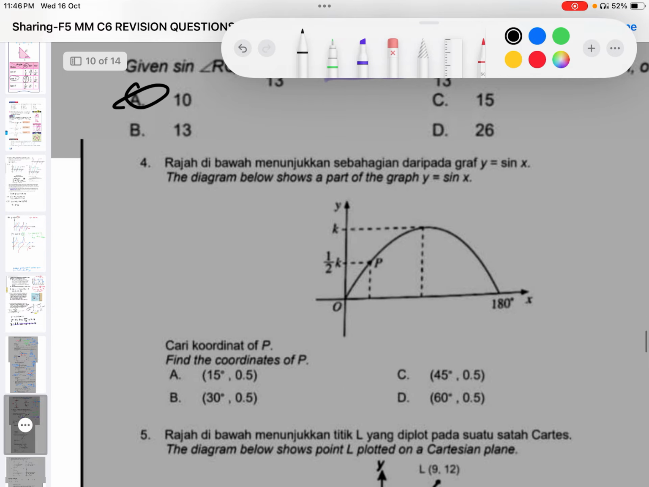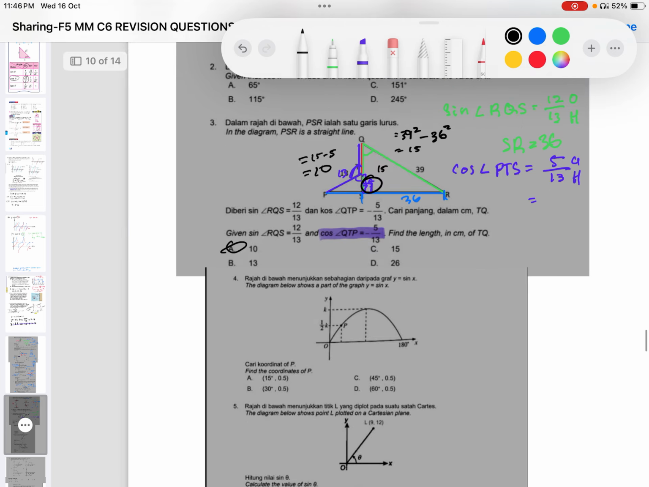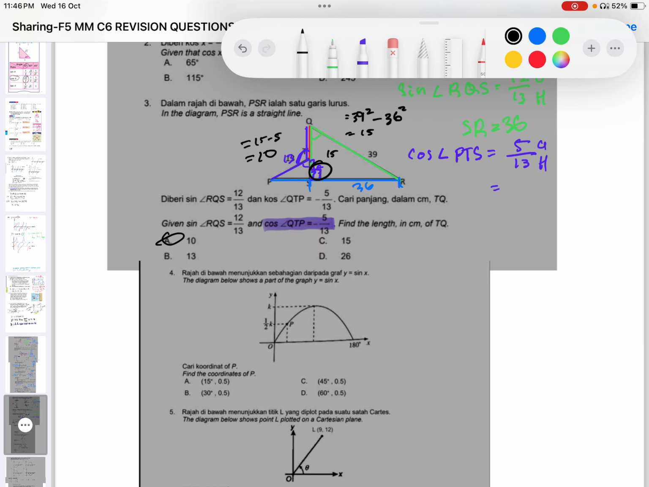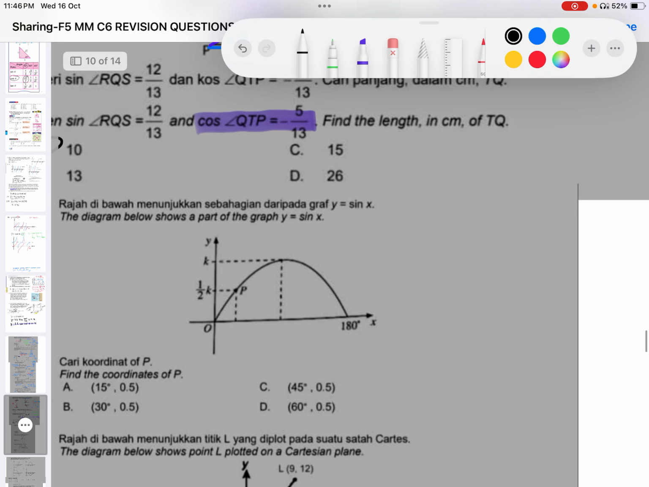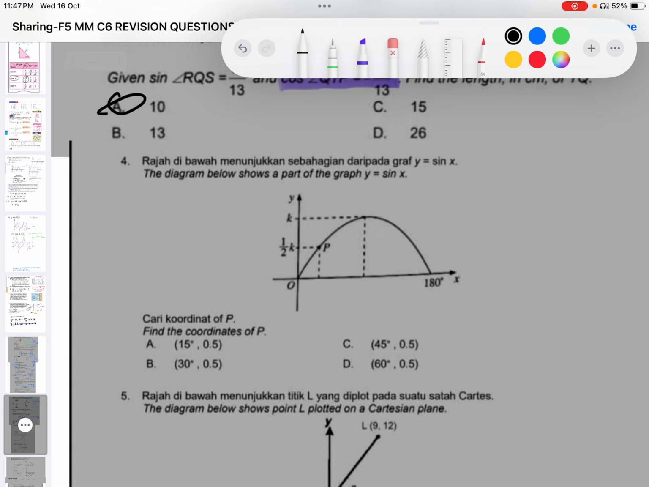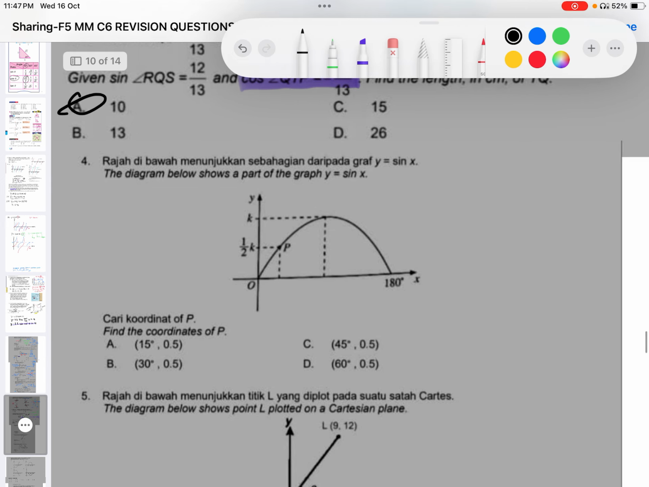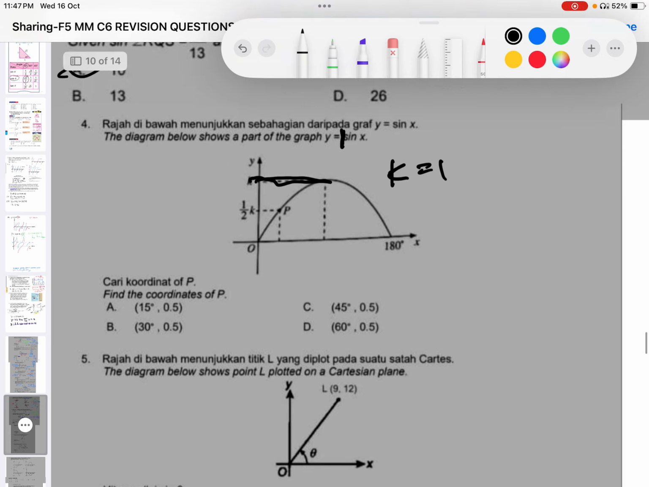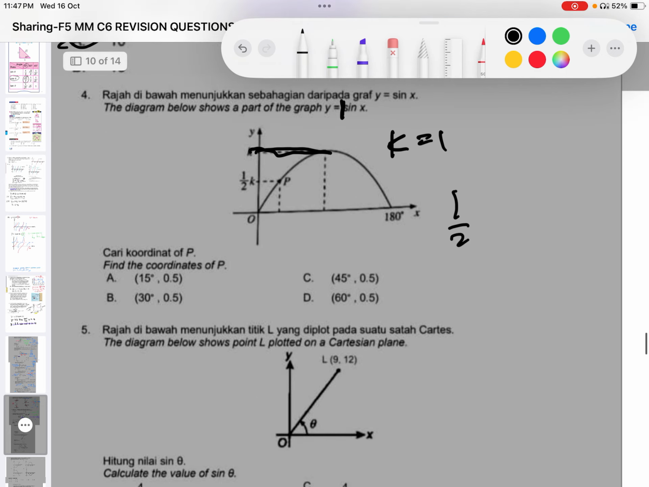Number 4, the diagram below shows a part of the graph y is equal to sine x. Okay, so k will be 1, because the amplitude is 1 over here. So k is equals to 1. Okay, y is 1 over 2k is going to be 0.5. Okay, so just masukkan ni dengan 1, akan dapat 0.5.